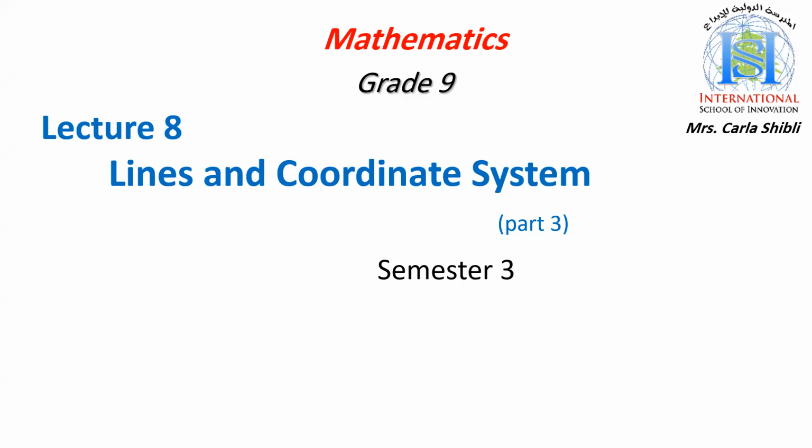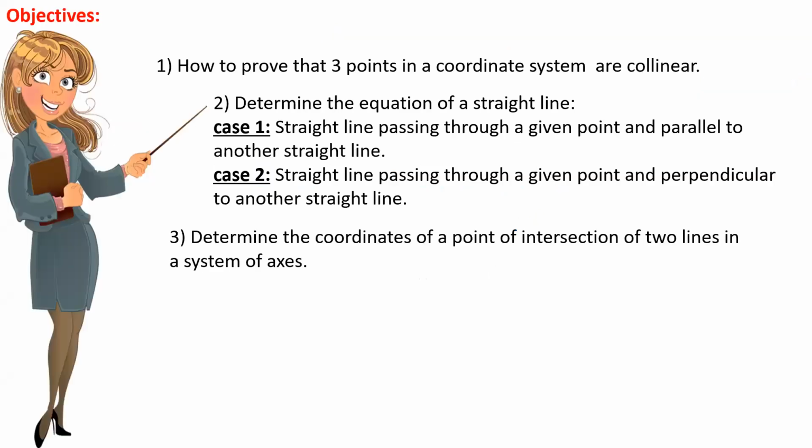This is a mathematics lecture. We are still in our lesson, which is lines and coordinate system. This is part 3 of our lesson. What are the objectives of this week? Number 1, how to prove that 3 points in a coordinate system are collinear.